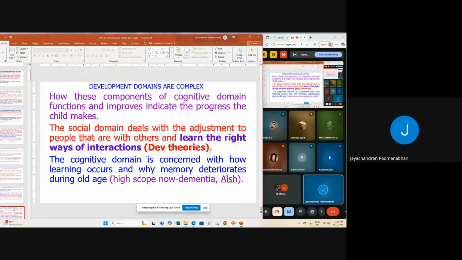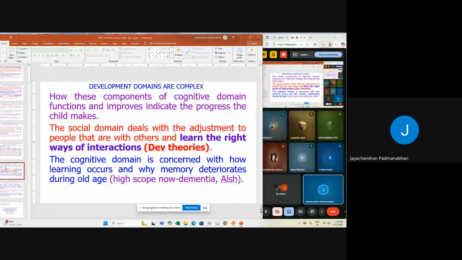The social domain deals with the adjustment of people with others and learning the right way of interaction. So development theory says at 1.5 to 3, how should a child behave? The cognitive domain is concerned with how learning occurs and why memory deteriorates during old age. That is right, because this does not stop; it is from conception to death. So in old age, why dementia, Alzheimer's, etc.? All these are to be covered. You should understand we are given 10 hours only. In a regular college, it is 80 hours. So I am trying to cover all the important portions.